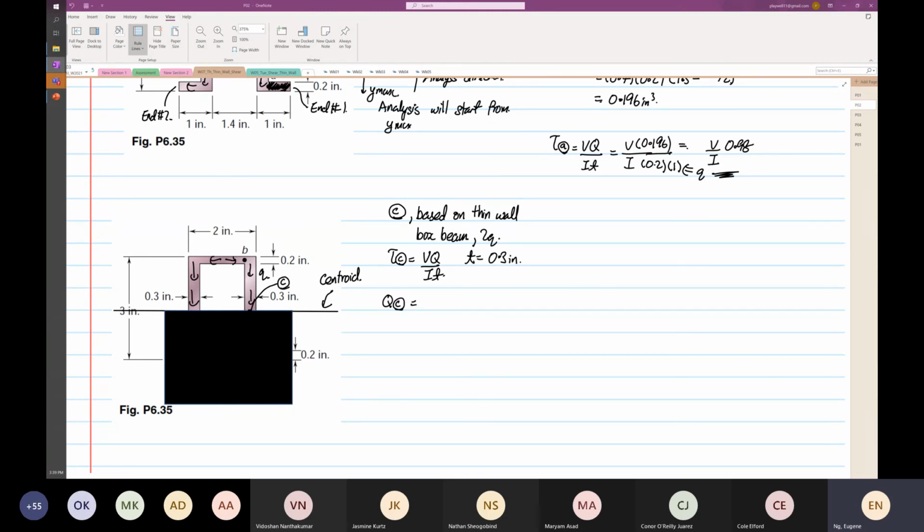For Q at point C, I'm going to section the structure in this way. Let me change color. I'm going to call this my flange. So in fact, we have this value: the width is equal to 2 minus 0.3, 0.3.